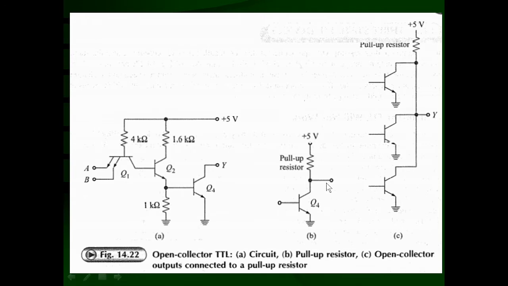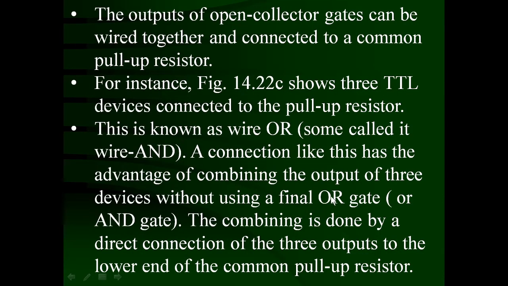High to low is not much difficult, because when the output changes from high to low, the capacitor has to be discharged, and it discharges through this transistor. Because the transistor is conducting, the capacitor can discharge very fast. So the switching time from high to low is not a big problem, but low to high is a real problem.